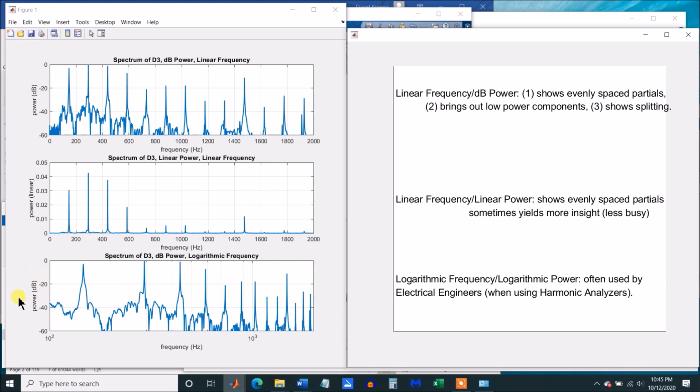Third way of plotting it uses logarithmic power, or decibels, and logarithmic frequency. And this is often used by electrical engineers, especially when they use harmonic analyzers or special hardware, because that's the way the graphs sometimes appear on the little CRT. You can see here, same information. Here's the first partial, 147. Second partial, 293, corresponds to that guy and that guy. And so the components kind of get squeezed together as frequency increases.